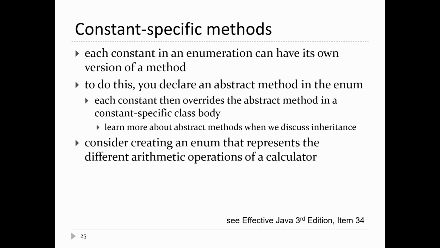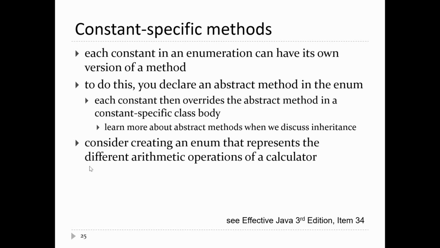All right, so to do this, if you choose to do this, you declare what's called an abstract method in the enumeration. Right? And then you replace the definition of the abstract method for each one of your constants. So we're going to learn more about this when we talk about inheritance. So let's look at an example of this in play.